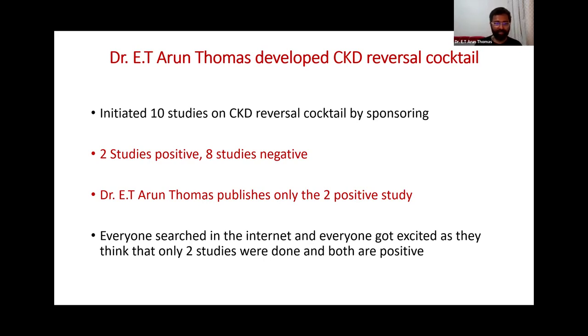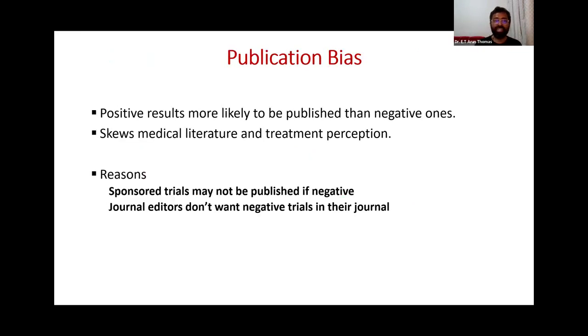Then what happened? Everyone got excited when they searched the internet because they find that there are only 2 studies and both studies are positive. But these 2 positive studies are just because of chance. In reality, there are 8 negative trials. So it is a publication bias. Publication bias means only positive results are published and the negative ones are not published. So there is a skewness in the medical literature.